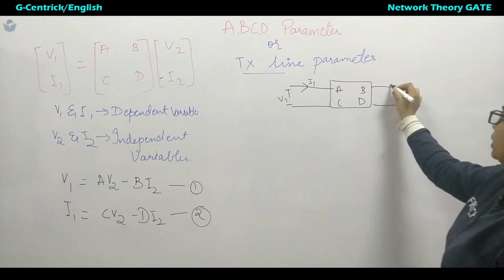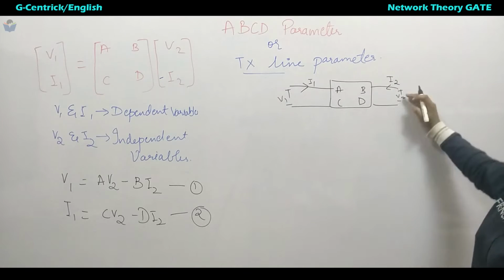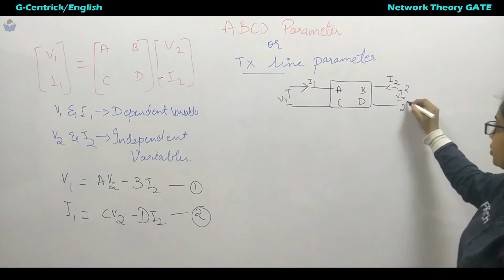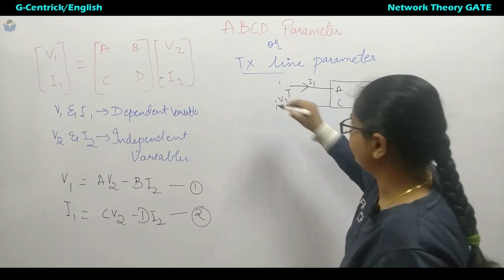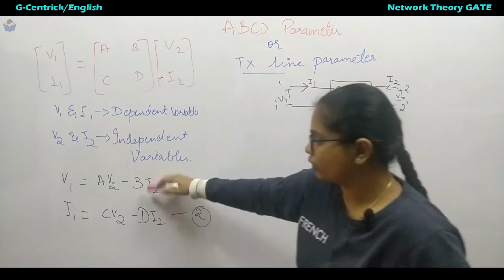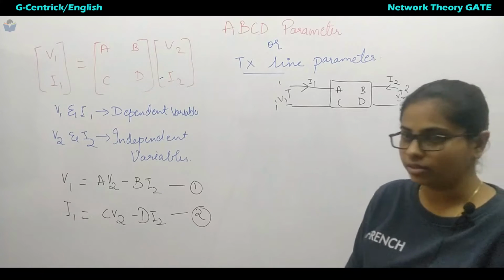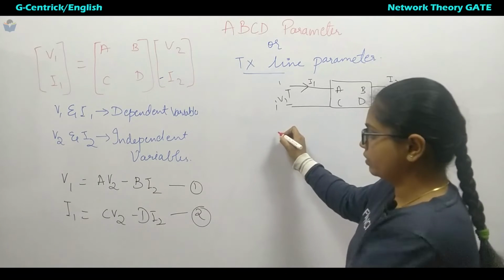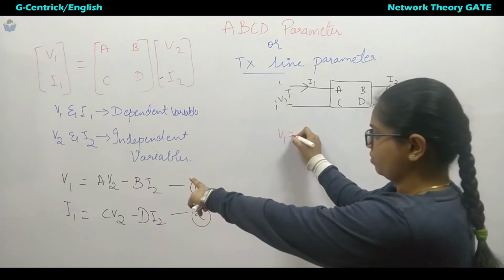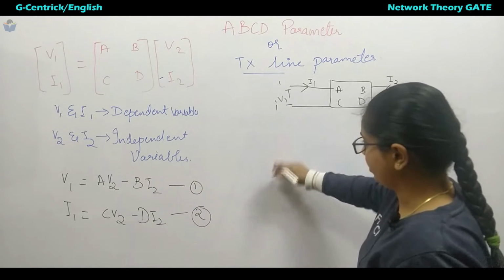This is V2 and this direction is I2. Now this is terminal 2, 2 dash, and this is terminal 1, 1 dash. Now what we have to do, let us take I2 equal to 0. When we take I2 equal to 0, it will be open circuit. First we will get the A parameter.